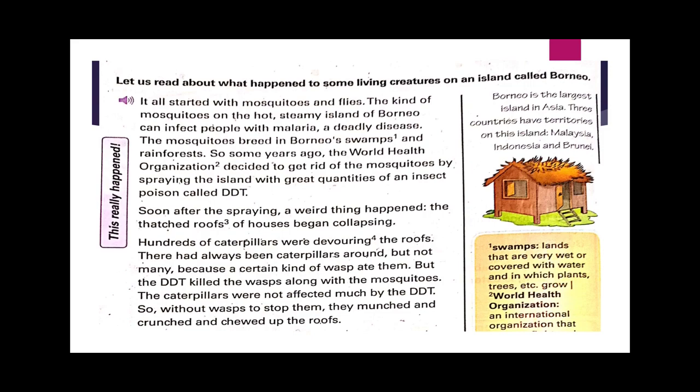Soon after spraying, a weird thing happened. The thatched roofs of houses began collapsing. Hundreds of caterpillars were devouring the roofs. There had always been caterpillars around, but not many, because a certain kind of wasp ate them. But the DDT killed the wasp along with the mosquitoes. The caterpillars were not affected much by the DDT. So, without wasps to stop them, they munched and crunched and chewed up the roofs.